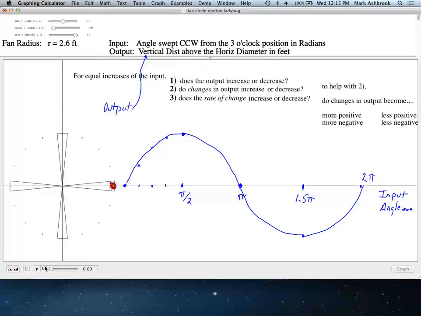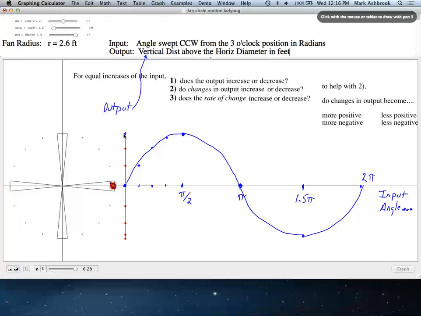Okay. So we said that the highest vertical distance that the bug attains is 2.6. And the minimum, negative 2.6.